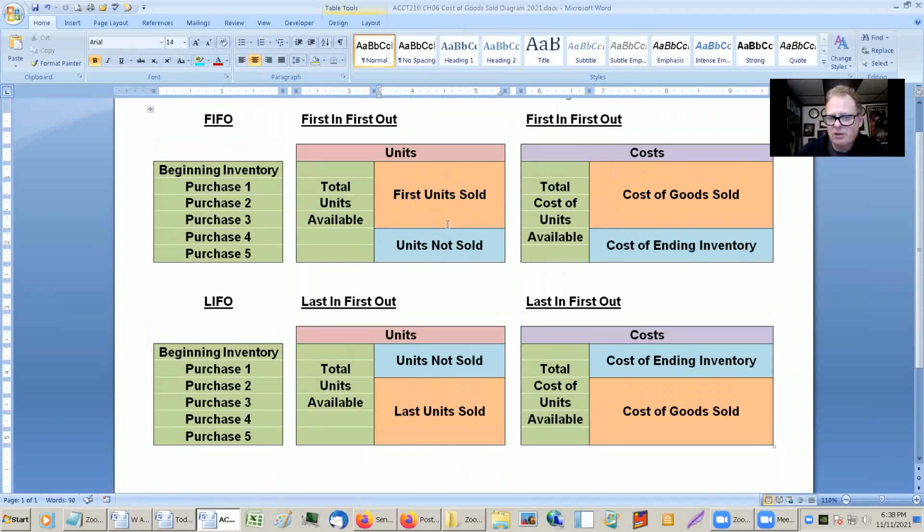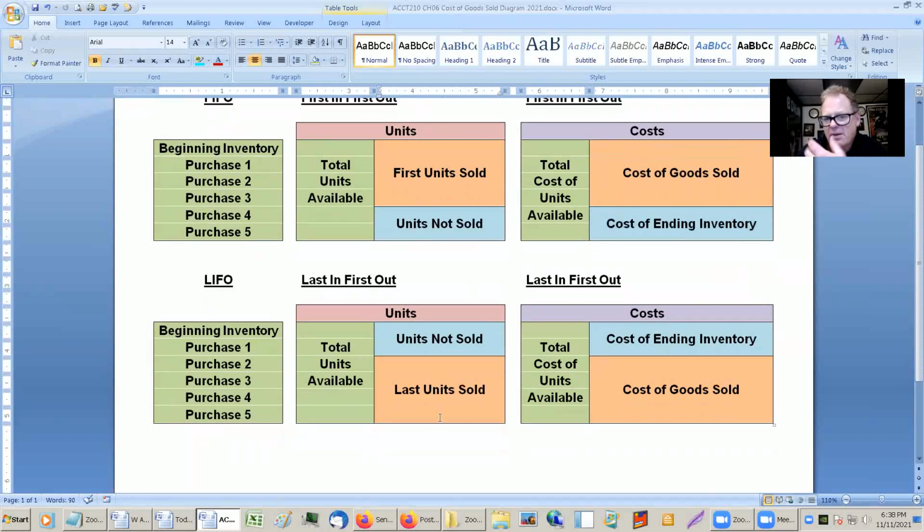It's based on the assumption about which units were sold. In FIFO, the first ones in were the first ones sold, and whatever those costs were goes into the cost on the financial statements. LIFO is really the same thing, except that instead of taking the first ones, you take the last ones. The last ones are the ones that you sold.